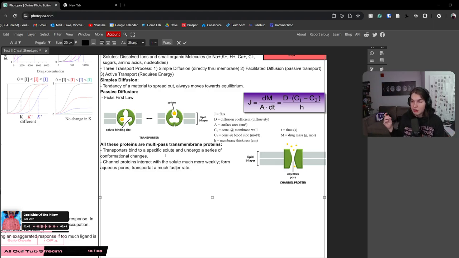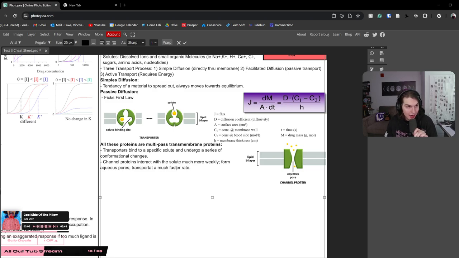Channel proteins interact with a solute less because it's essentially just like pores. They transport at a much faster rate, but they're not selective to a degree. They might be, but they're going to be less selective than a transporter protein.